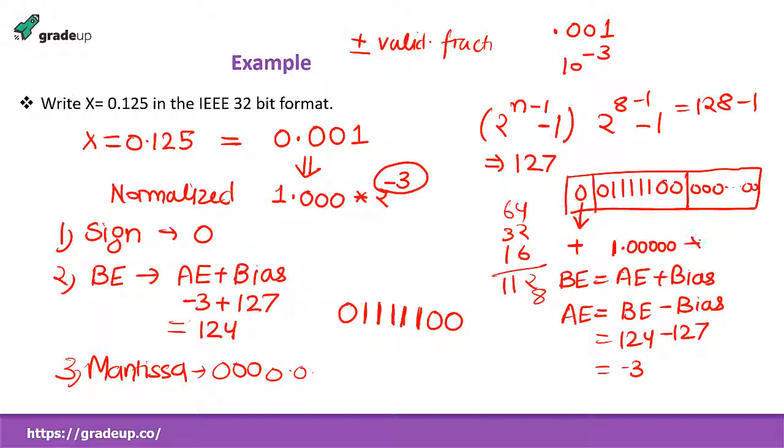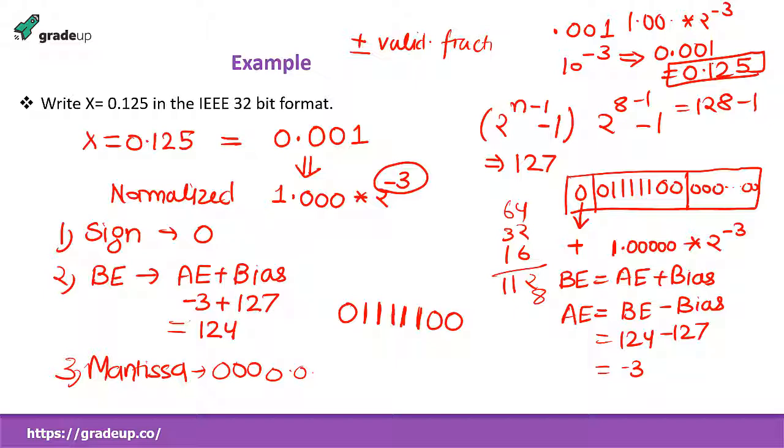Now you have actual exponent, which is 2 raised to the power minus 3. So your data will be 1.000 into 2 raised to the power minus 3, and represented in binary it will be 0.001, which is 0.125. In this manner your data retrieval will be carried out. So I have told you the representation of your data using 32 bits. You can do the same thing using 64 bits. So that's all in floating point arithmetic.